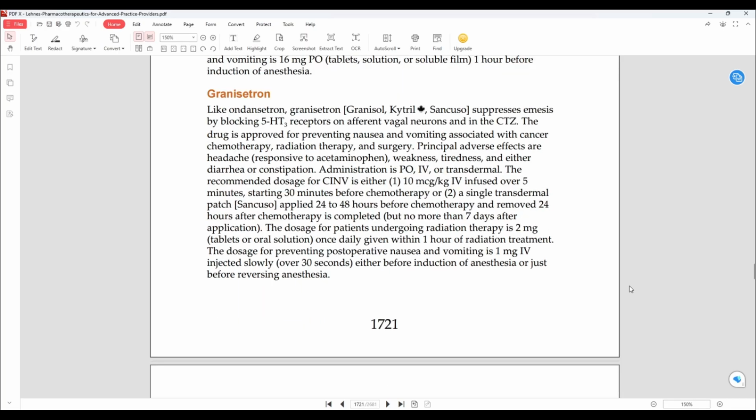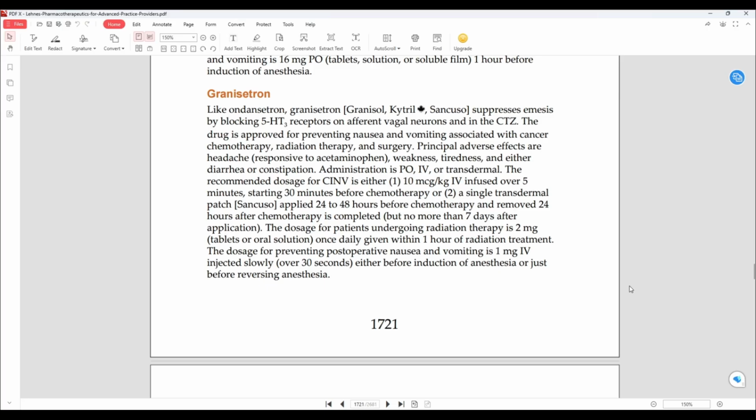That brings us to the second medication, granisetron. Granisetron, or Granisol, suppresses emesis by blocking the 5-HT3 receptors on the afferent vagal neurons and in the CTZ. The drug is approved for the prevention of nausea and vomiting associated with cancer chemotherapy, radiation therapy, and surgery. Principal adverse effects are headache, weakness, tiredness, and either diarrhea or constipation. Administration is PO, IV, or transdermal.